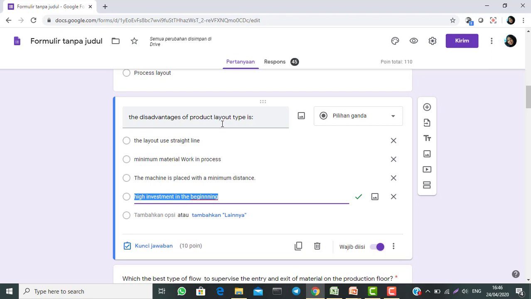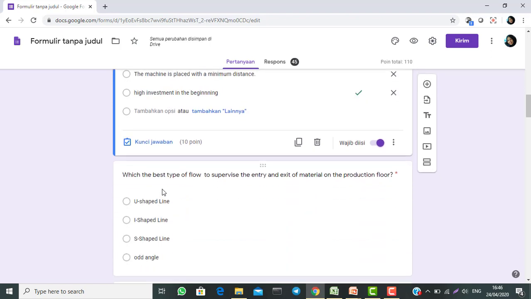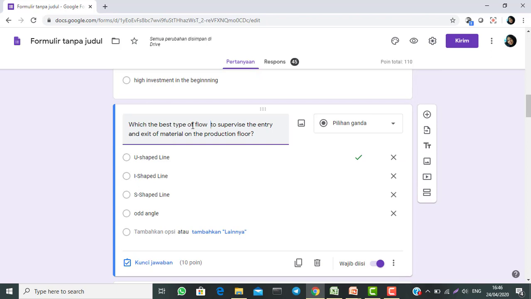So if the company has 5 products, there will be 5 assembly lines, 5 lines of serial process. It means there is a chance that the machines will have duplications, so we need to spend more money at the beginning. So the best answer is high investment in the beginning. Okay. Next question, which is the best type of flow to supervise the entry and exits?